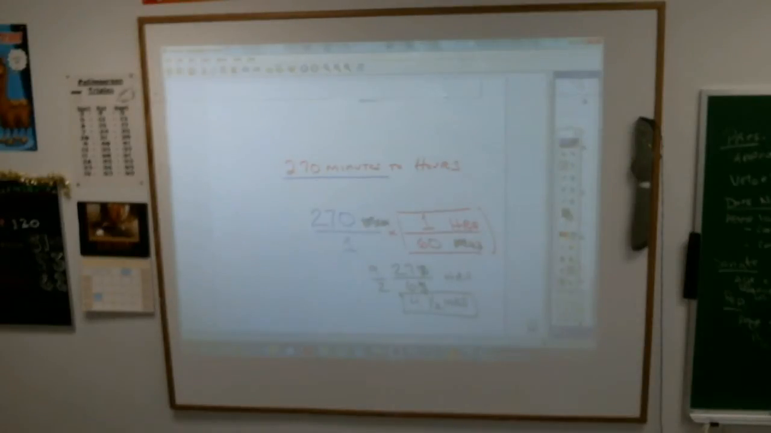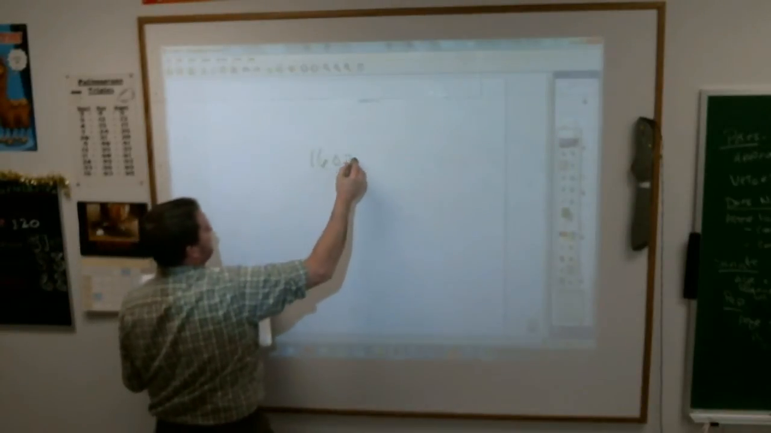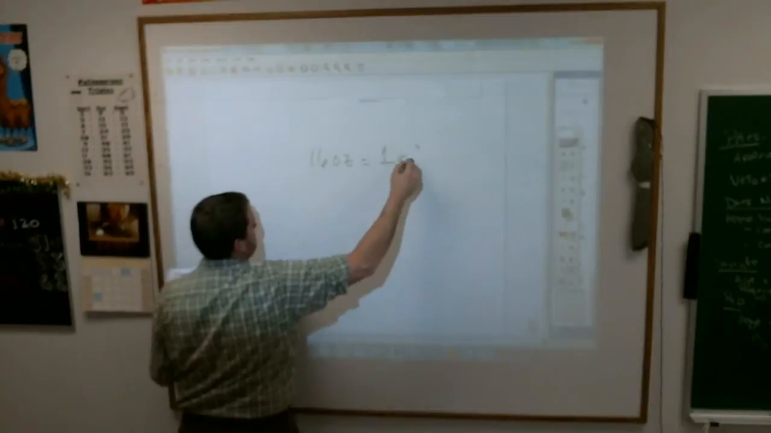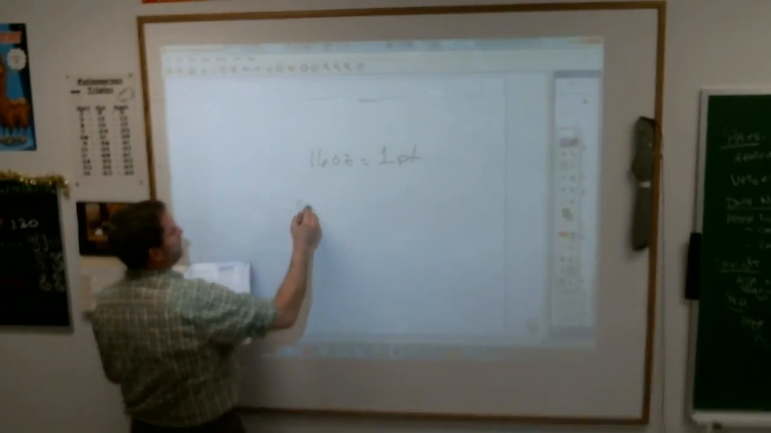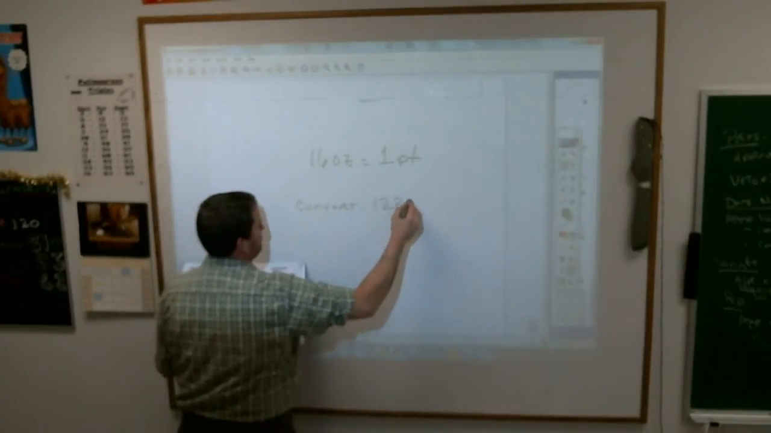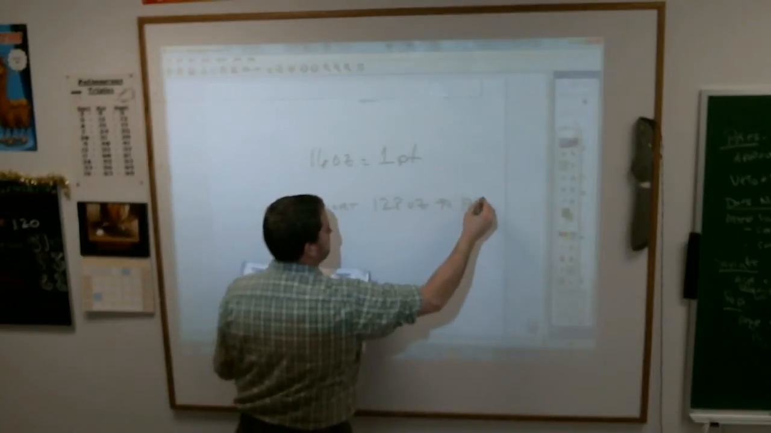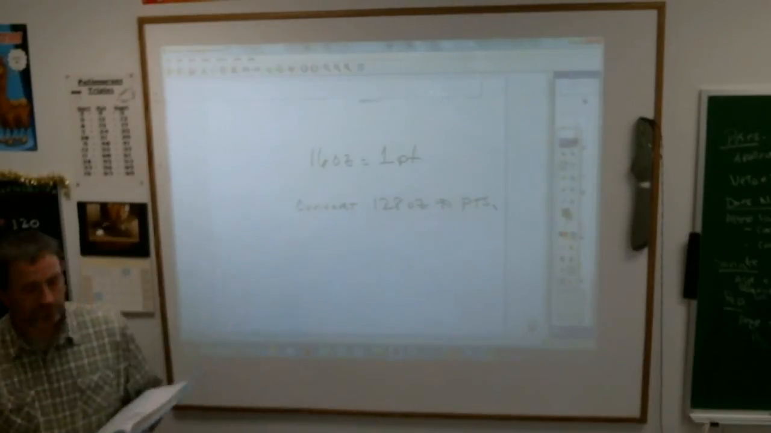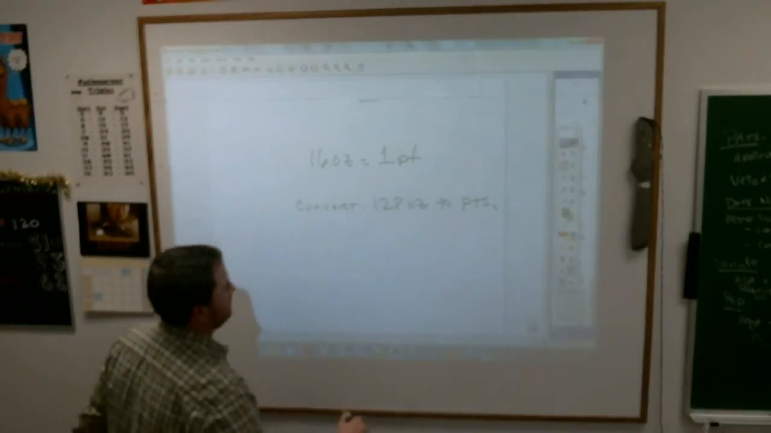Here's one out of the book. It says that there are 16 ounces in a pint. 16 ounces equals 1 pint. Okay, it says convert 128 ounces to pints. So they give you all the information you need there. What does that look like?